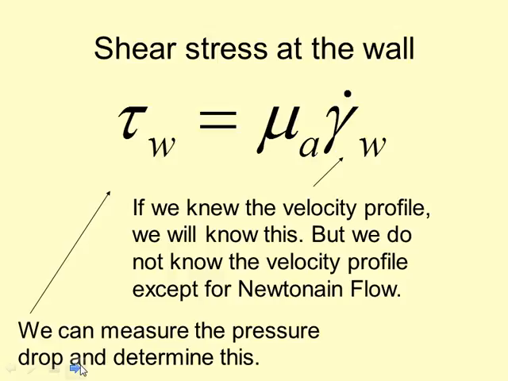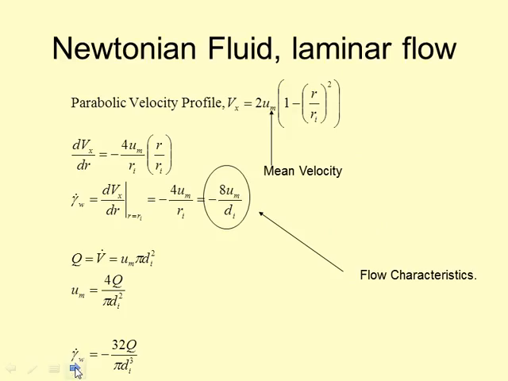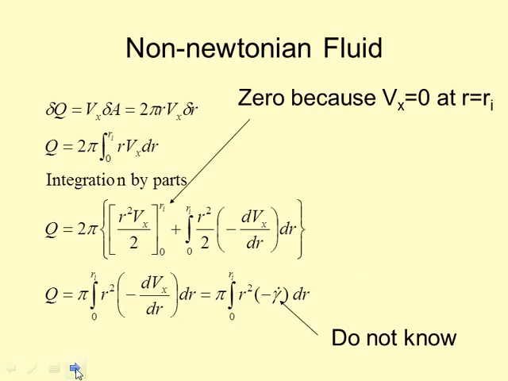It's non-Newtonian, and there's a problem here. If we knew the velocity profile, we would know it. But we do not know the velocity profile, except for Newtonian fluid in laminar flow. So that's a big problem. We know the velocity profile for the Newtonian fluid, it came from the notes earlier.